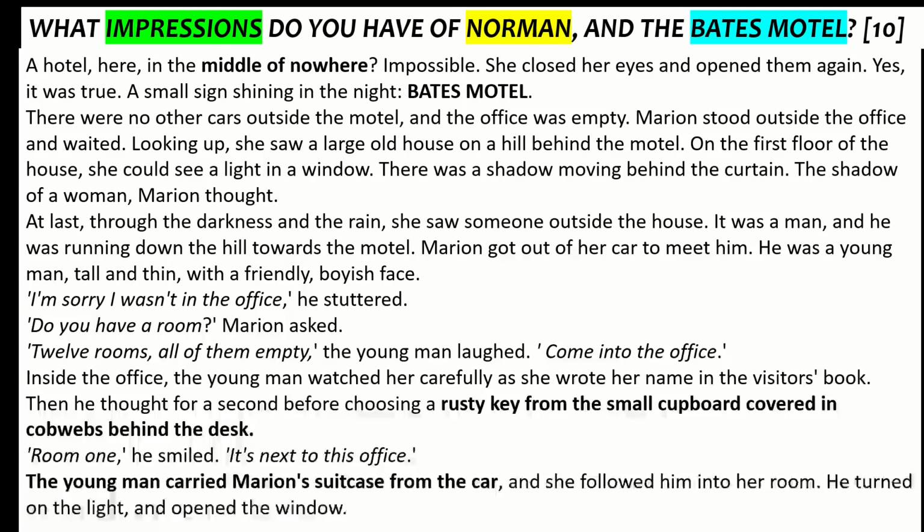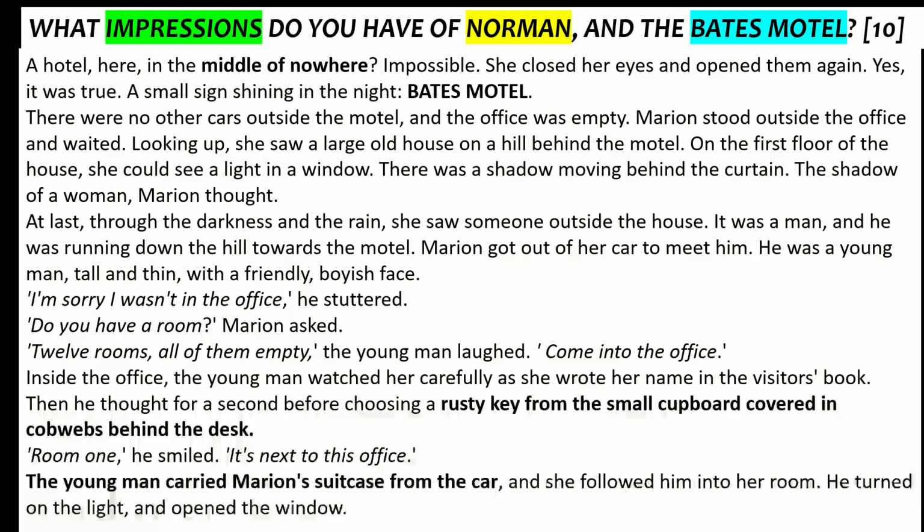At last, through the darkness and the rain, she saw someone outside the house. It was a man, and he was running down the hill towards the motel. Marion got out of the car to meet him. He was a young man, tall and thin, with a friendly, boyish face. "I'm sorry I wasn't in the office," he stuttered. "Do you have a room?" Marion asked. "Twelve rooms, all of them empty," the young man laughed. "Come into the office." Inside the office, the young man watched her carefully as she wrote her name in the visitor's book. Then he thought for a second before choosing a rusty key from the small cupboard covered in cobwebs behind the desk. "Room 1," he smiled. "It's next to this office."